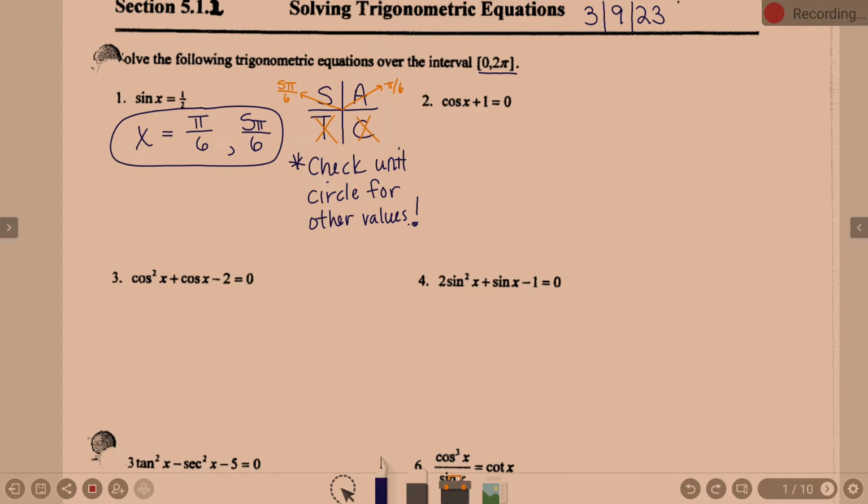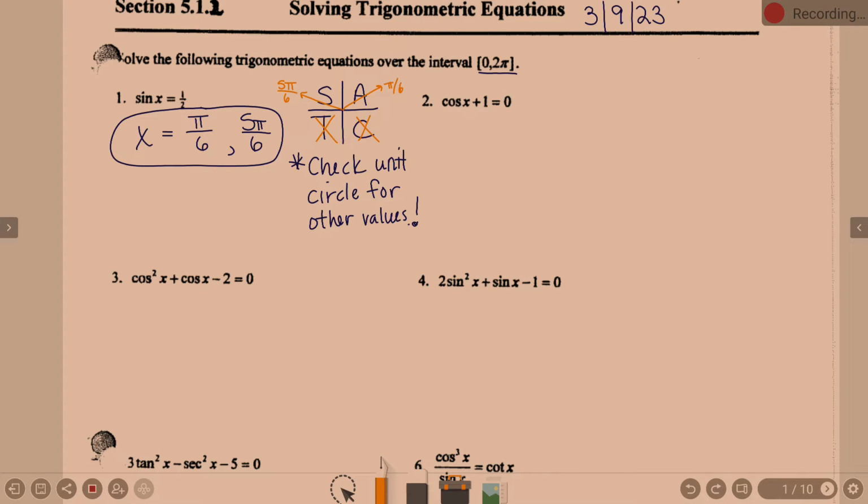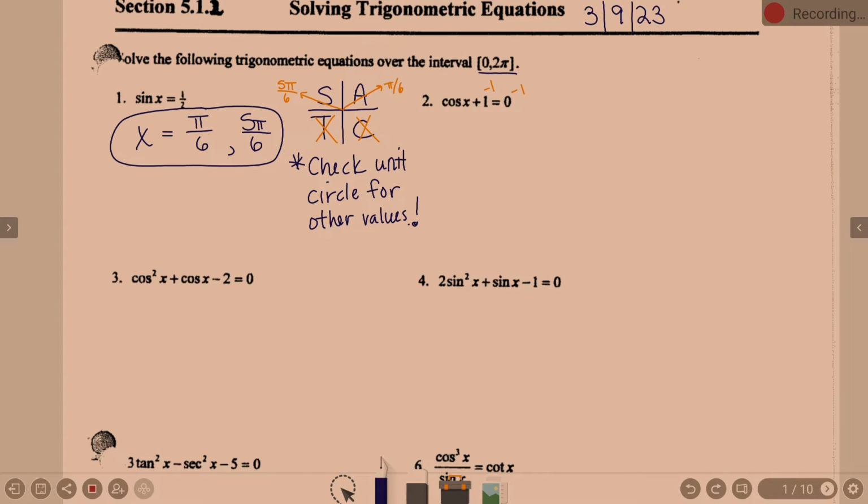Okay, question 2. Cosine x plus 1 equals 0. Starting thoughts? Subtract. Okay, so just like any other equation, your job is to get x by itself, yes? So to get x by itself, I'm going to work to get cosine x by itself, which means I am subtracting 1. So then I have cosine x equals negative 1.